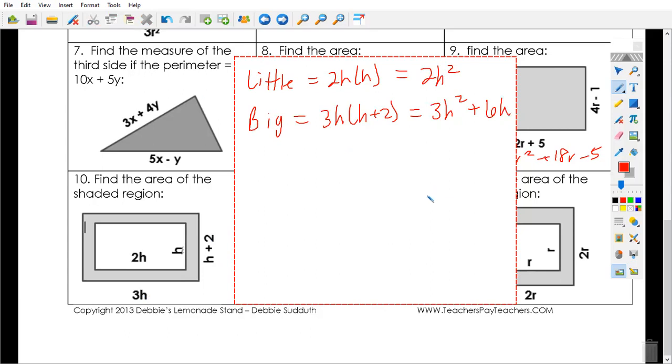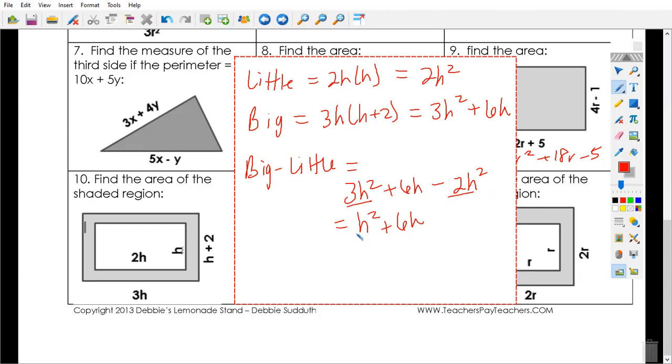It wants us to find the shaded region, so it's our big minus our little. So we have 3h squared plus 6h minus 2h squared. What do we get? 3 minus 2 is 1, so h squared. And did 6h have a friend? No. So the shaded area is h squared plus 6h.